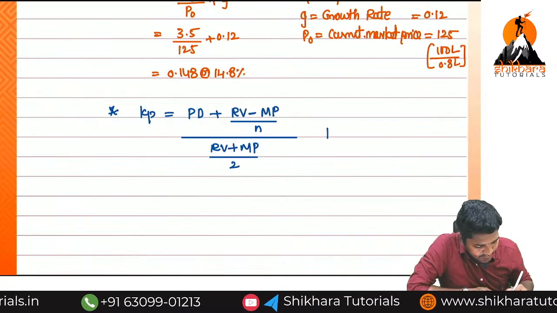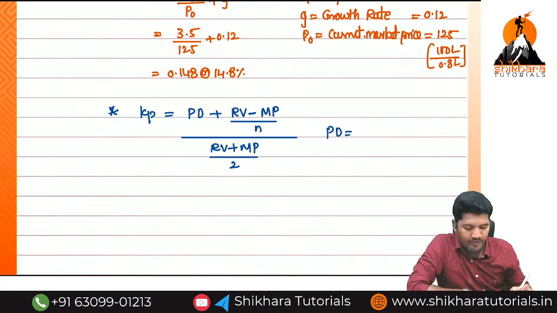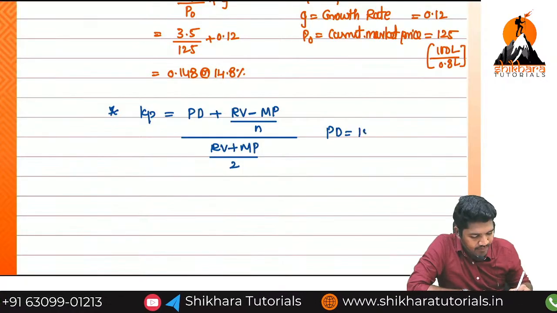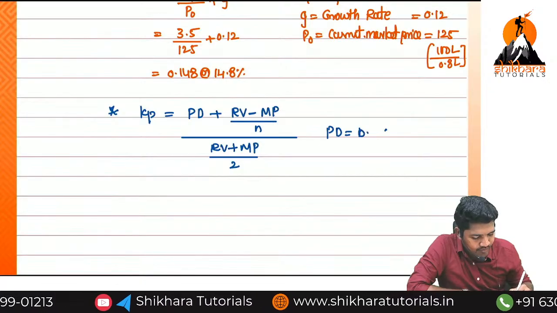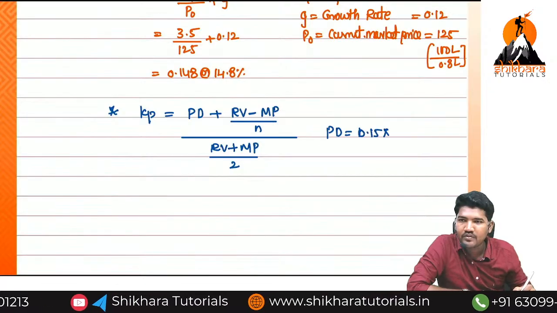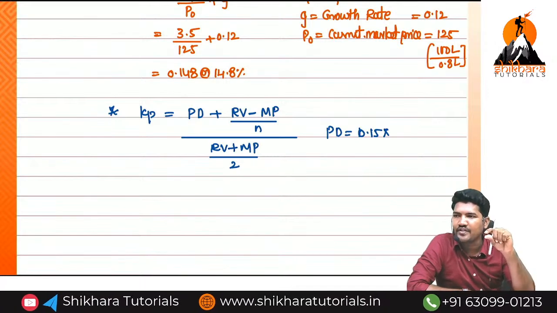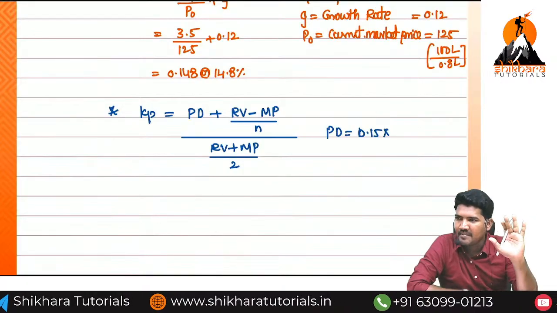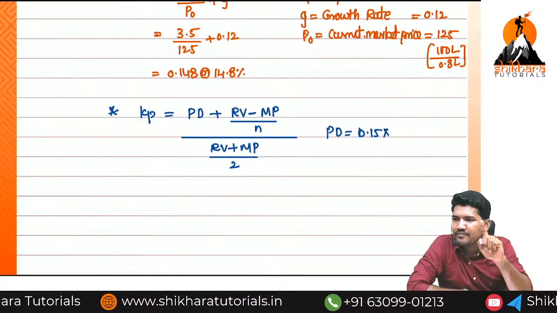Now what is the requirement? What is the meaning of PD? Preference dividend. That is equivalent to how much percentage? 15% on face value, so 0.15 into face value. Not on total; I am focusing on per unit, per share. You can calculate on total also, no issue. You will get the same answer, but to simplify, I am considering one share.